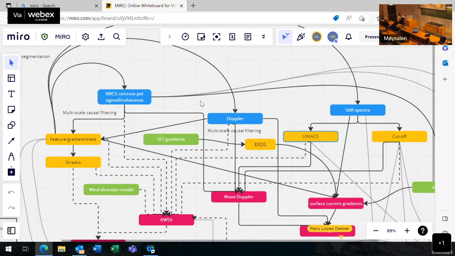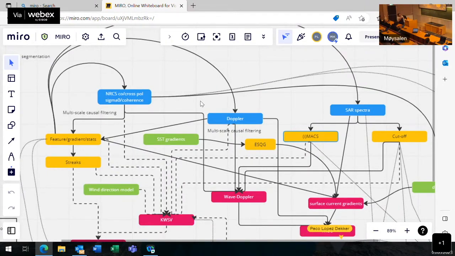the retrieved parameters. The KWSV, you see, is the well-known kinematic wind stress vector. It is not only estimated using the cross section. So we are also making use of the Doppler and the streaks information to constrain the direction.